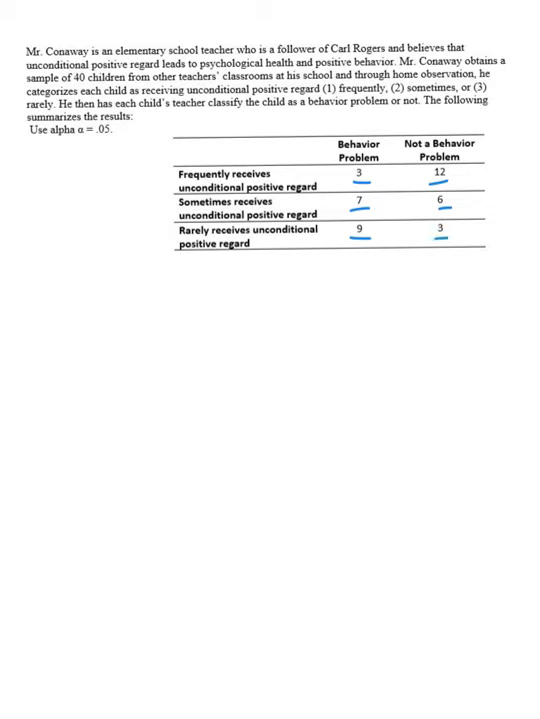If you'll notice here, it says Mr. Conway obtains a sample of 40 children from other teachers' classrooms at his school, and through home observation, he categorizes each child as receiving unconditional positive regard frequently, sometimes, or rarely. So he basically is just observing and putting the children into categories. So there's 40 children total. So if you were to add up 12 plus 3 plus 7 plus 6 plus 9 plus 3, that would be your 40.